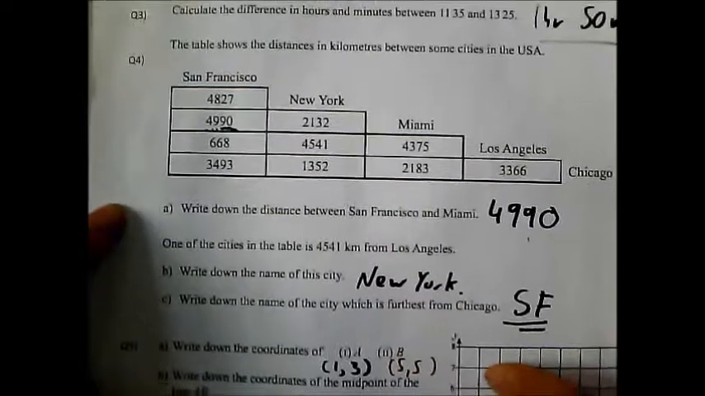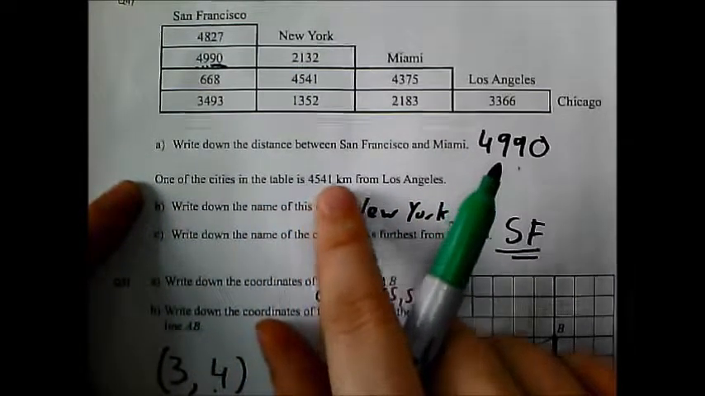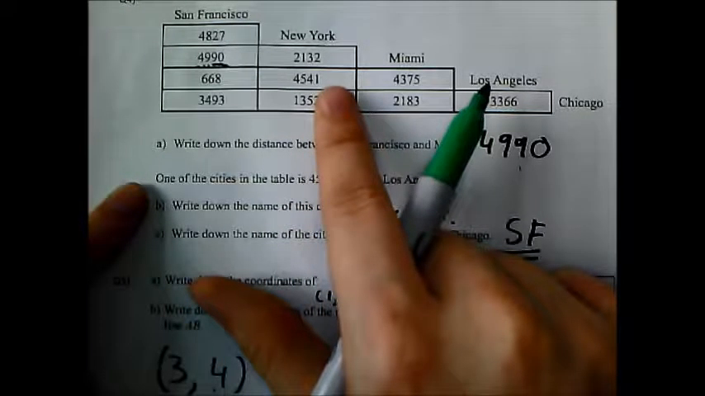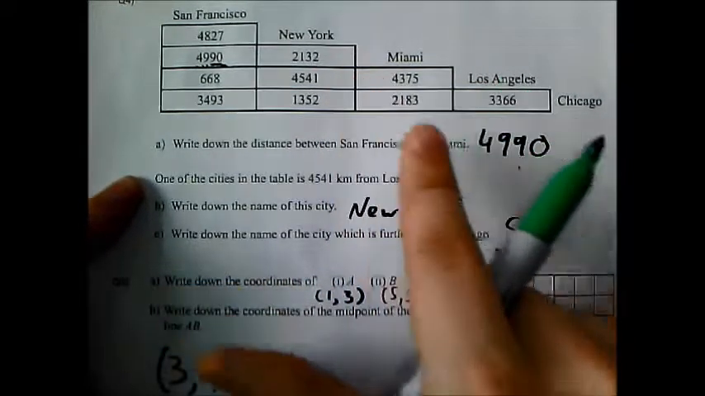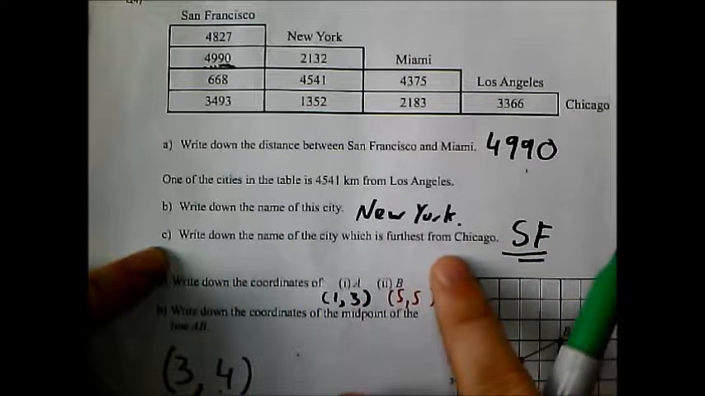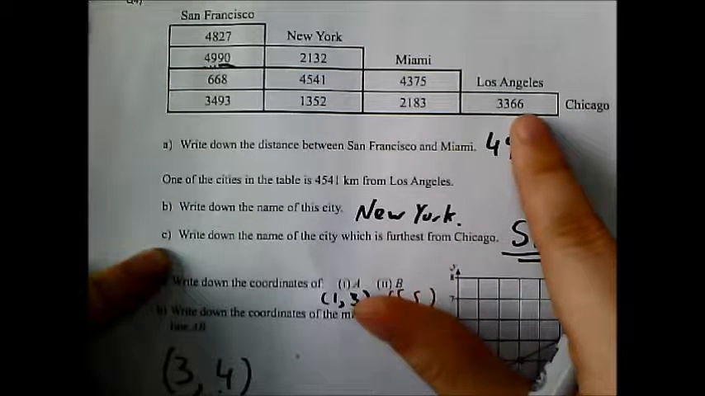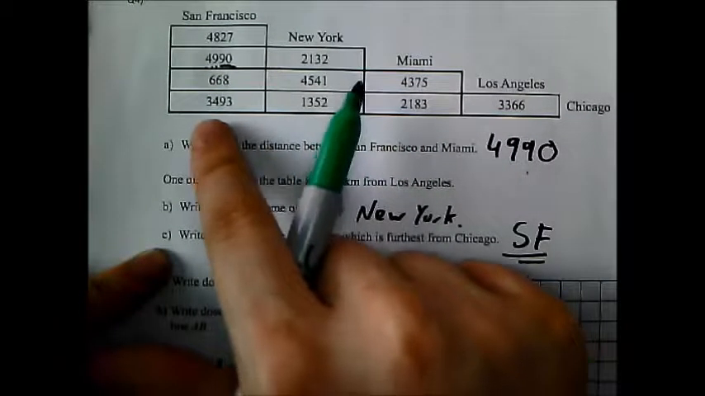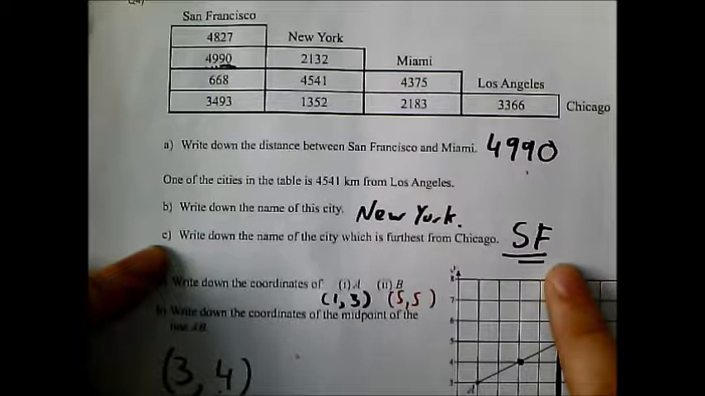Okay, so for part B, we're told that one of the cities is 4,541 kilometers from Los Angeles. We want to know what this city is. So here's the 4,541. Now the row is Los Angeles, so we look at the column, it's New York, so the answer is New York. And finally, we want the city that's furthest from Chicago, so here's the Chicago column. We look across for the biggest number, so we've got this number, that one, and this one. This is the biggest number out of those 4 options, so San Francisco is the furthest.